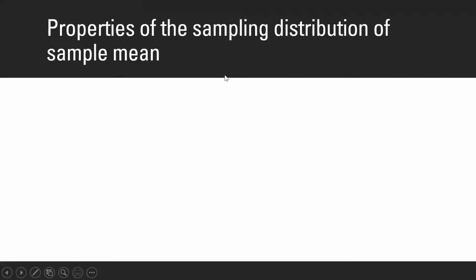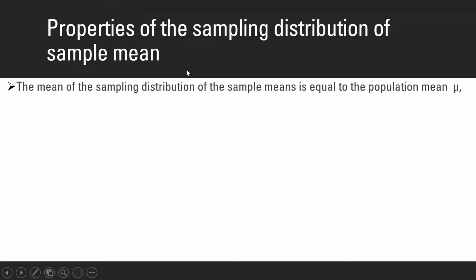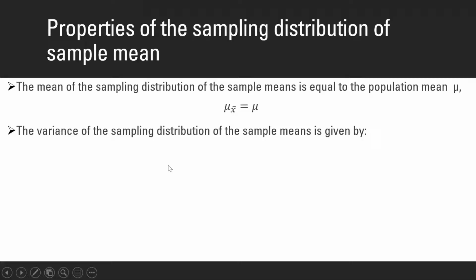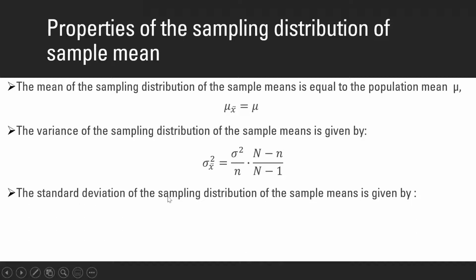So the sampling distribution of sample means has the following properties. 1, the mean of the sampling distribution of sample means is equal to the population mean. Meaning, if the mean of the sample means is equal to 3, then the population mean is also equal to 3. Next, the variance of the sampling distribution of sample means is given by this formula. And last, the standard deviation of the sampling distribution of sample means is given by this.